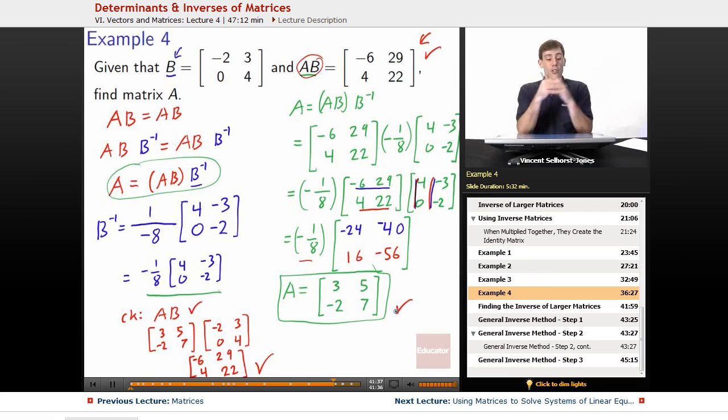Great. All right, so that completes this understanding of determinants and inverses. We've got a great understanding of how that works right now.